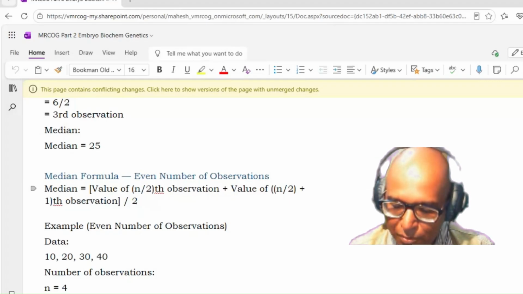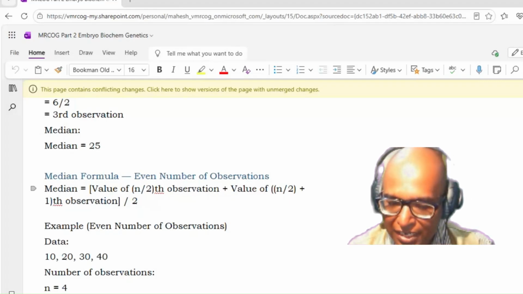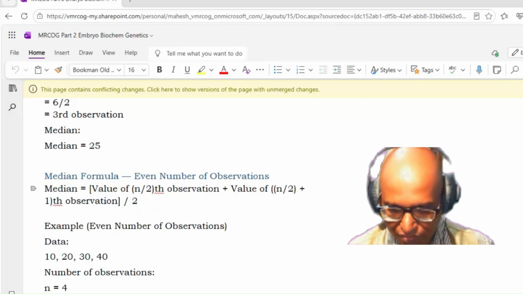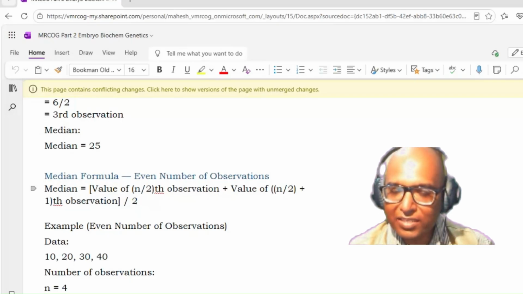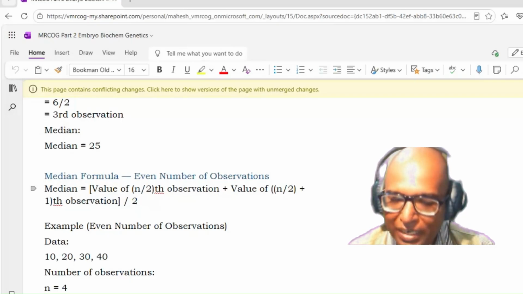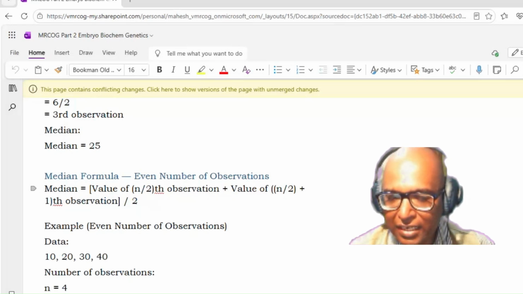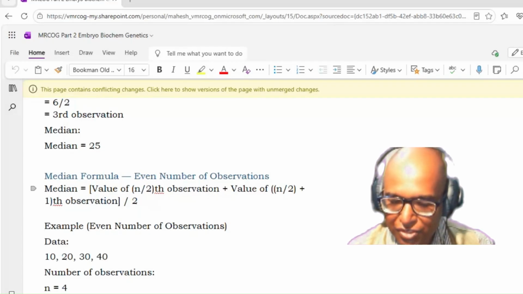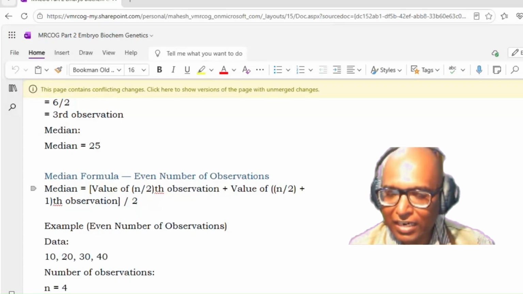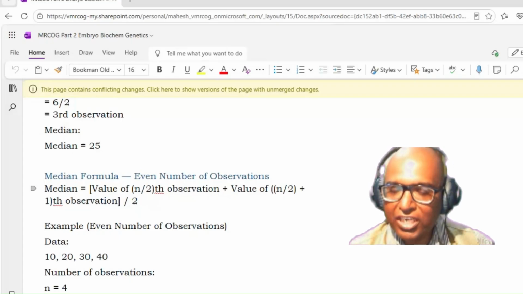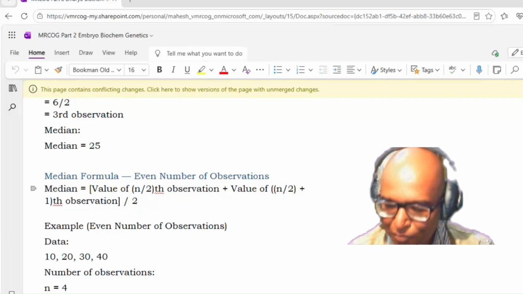So what are the steps? Step 1 is to arrange the data in sequence. Okay, order the data. Then step number 2, how many total observations are there? If they are even in number, then you need 2 values to calculate the average. So you will take n by 2. Suppose there are 20 observations. 20 observations means 20 divided by 2. That is the 10th observation and the 11th observation you will take in that data, and you will take the average of those two. You got it now?